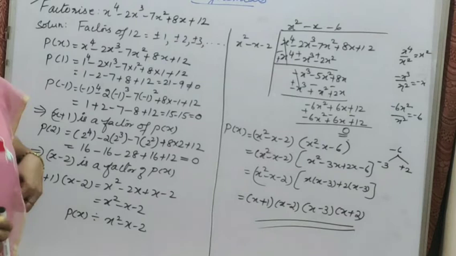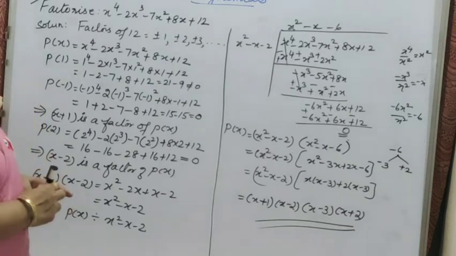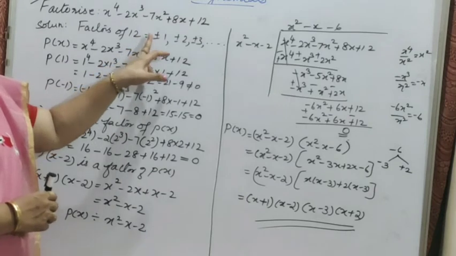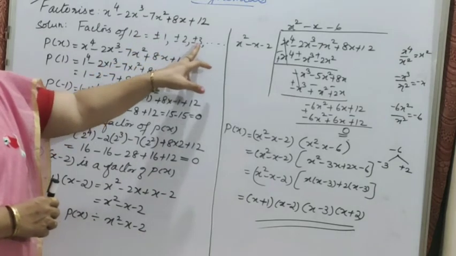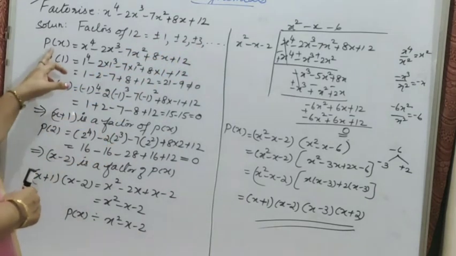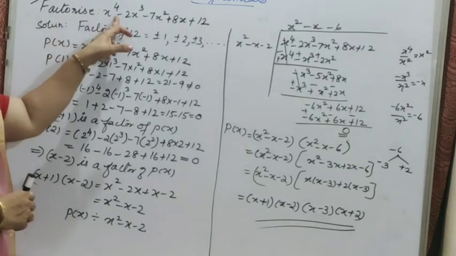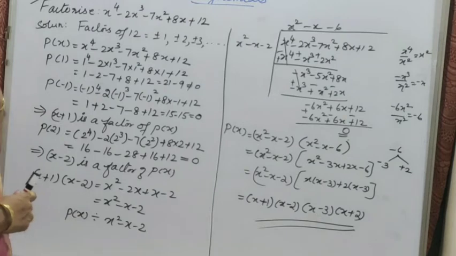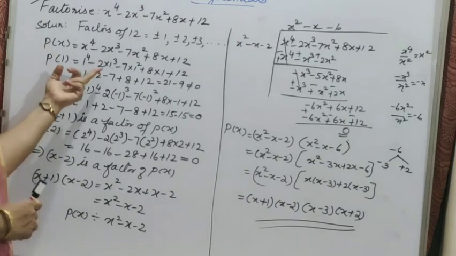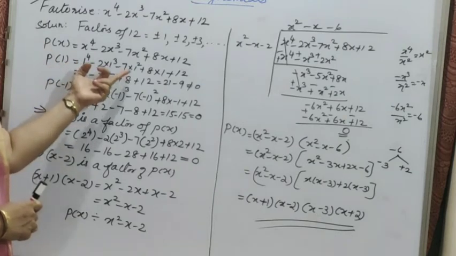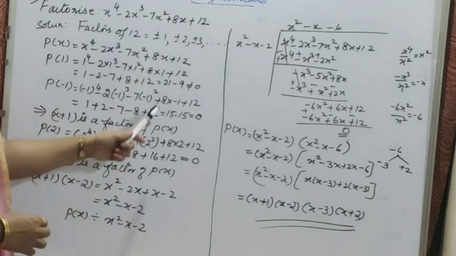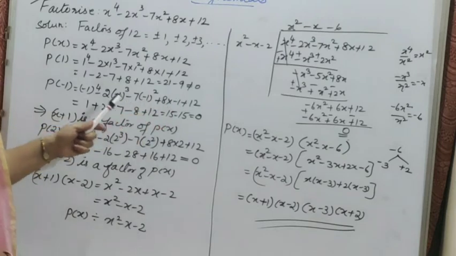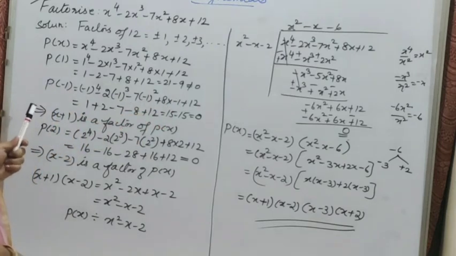So by the rule we have to find the factors here. So we are finding the factors of 12, taking plus or minus 1, plus or minus 2, plus or minus 3, like that. So P of x we are naming the given polynomial. Then P of 1 we are trying. So P of 1 equals 1 minus 2 into 1 cube minus 7 into 1 square minus 8 into 1 plus 12. After solving this, you will not get a 0. So it is not a factor. We cannot write from this.